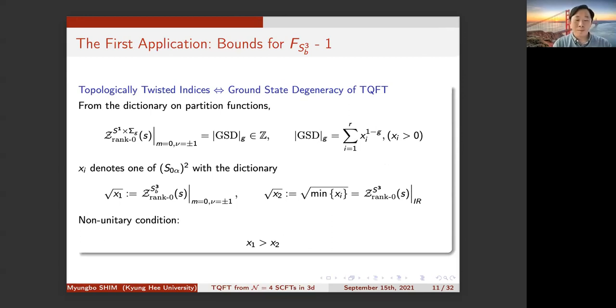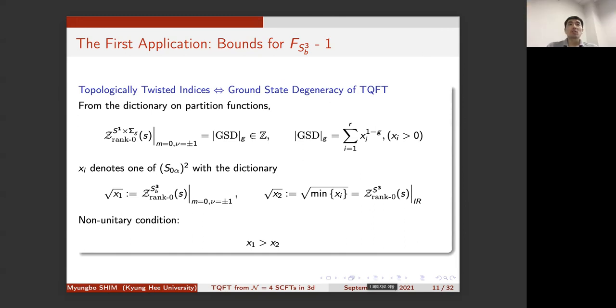Here, I'd like to introduce the first direct application of our dictionary, with some facts on the topologically twisted index or ground state degeneracy of topological field theory.